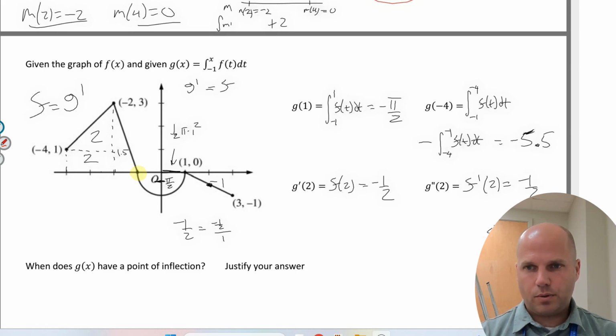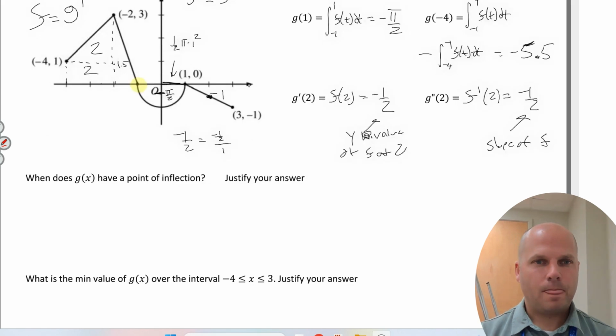But this is the slope of f. Cool. This is the slope of f at 2. This is the y value of f at 2. Just so happens they are the same thing.